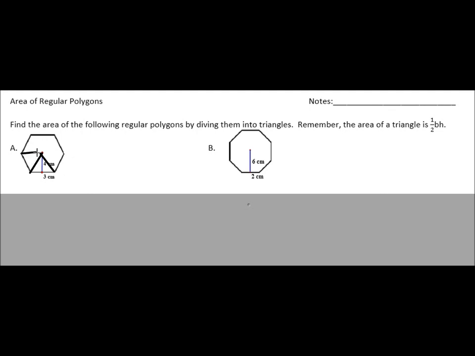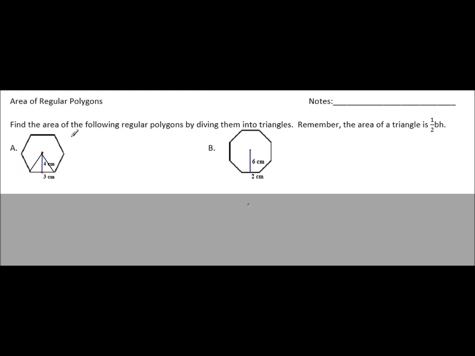And if you look, we have a total of 6 triangles within the hexagon. So if we can just find the area of this one triangle and multiply it by 6, that'll give us the area of the entire polygon. So let's start by figuring out the area of the triangle here.